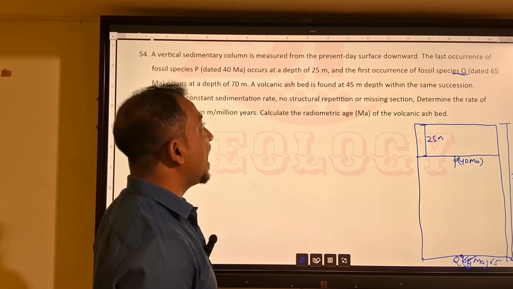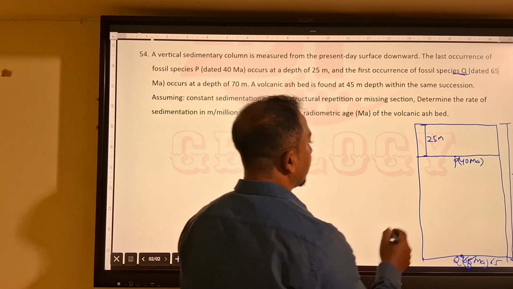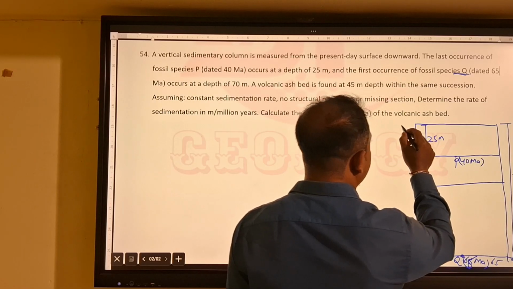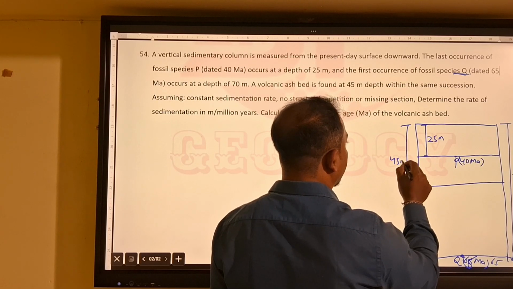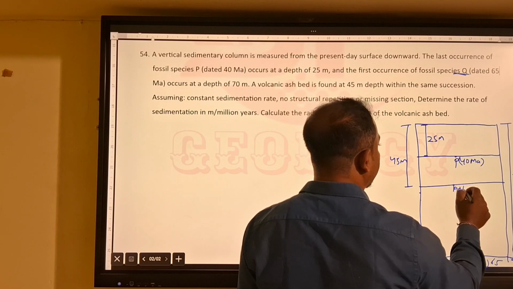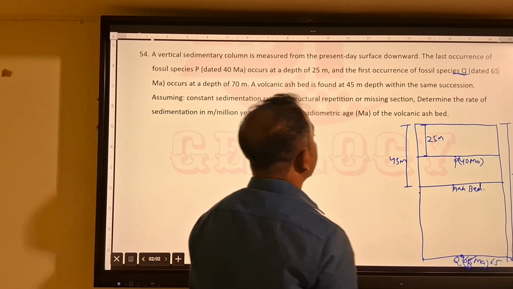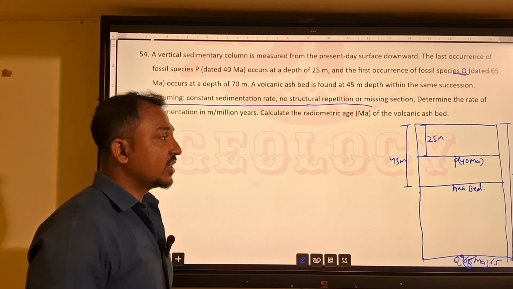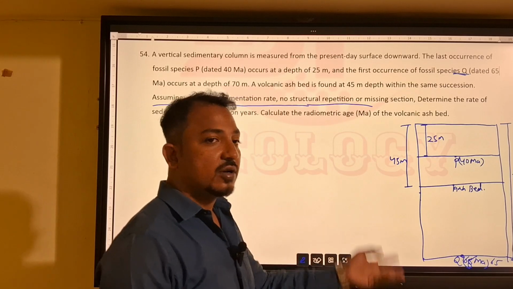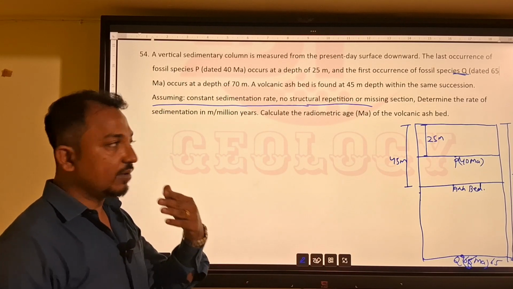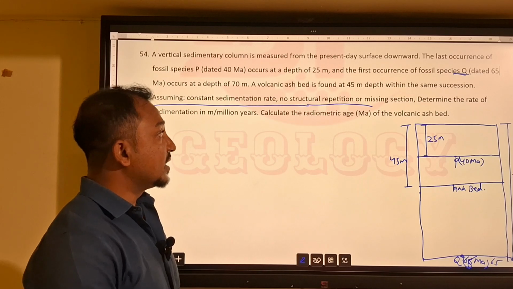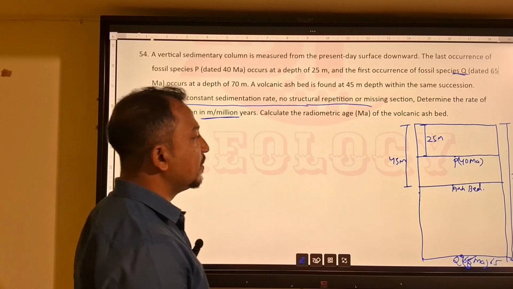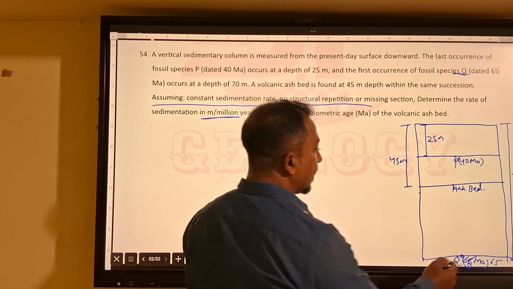Then there is another volcanic ash bed that is found at 45 meter depth. Here we have an ash bed. Assuming constant sedimentation rate, no structural depletion or missing of section, that means the deposition from Q to the surface is completely continuous. There is no age gap or unconformity or any type of structural deformation. So we have to determine the rate of sedimentation in meter per million year.